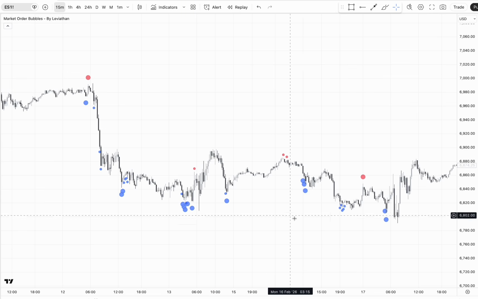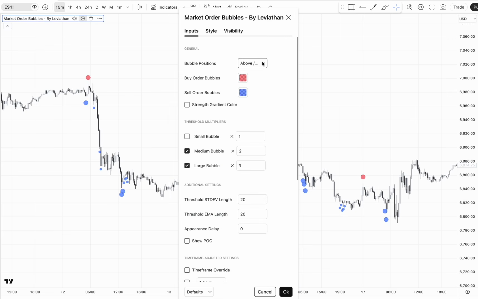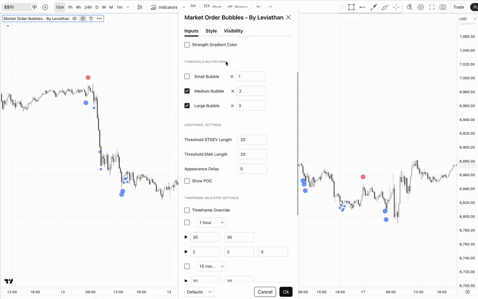Before I get into how I use this indicator to trade reversals, let me show you how to set it up. Here you can choose the position, and then here you can choose the color. You can choose the threshold multipliers. For me, I only wanted the medium bubbles and the large bubbles, and for medium I decided to go with 2. For large I decided to go with 3. Obviously the higher the number, the higher the threshold to see those large bubbles, so you're practically not going to see them. So it's up to you if you want to show all 3 and what the multipliers are going to be. It depends on the asset, depends on how volatile it is. You have to adjust these yourself.